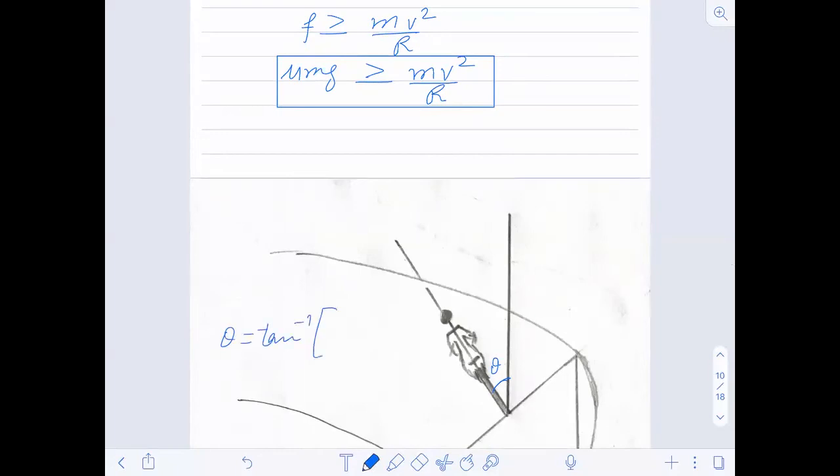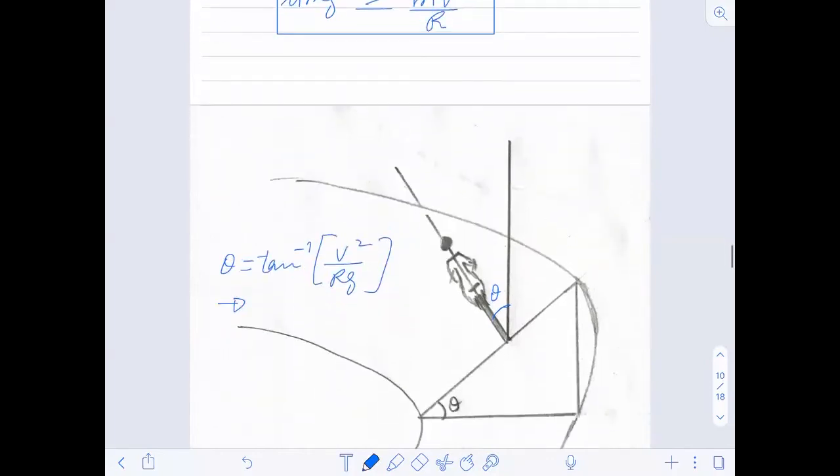Tan inverse v square by rg. Now there is a point you should understand here: this person is not tilting, not even by a small degree. The person comes on a flat track and sees a circular path. Because that circular path is banked, there is a theta degree inclination. The person does not bend here; he need not tilt here.